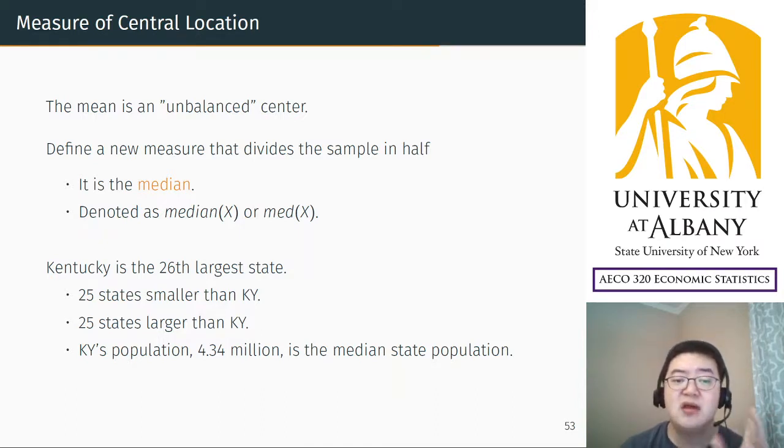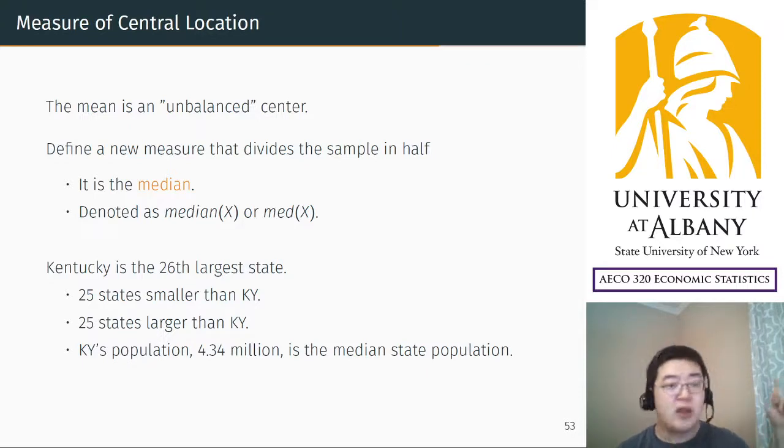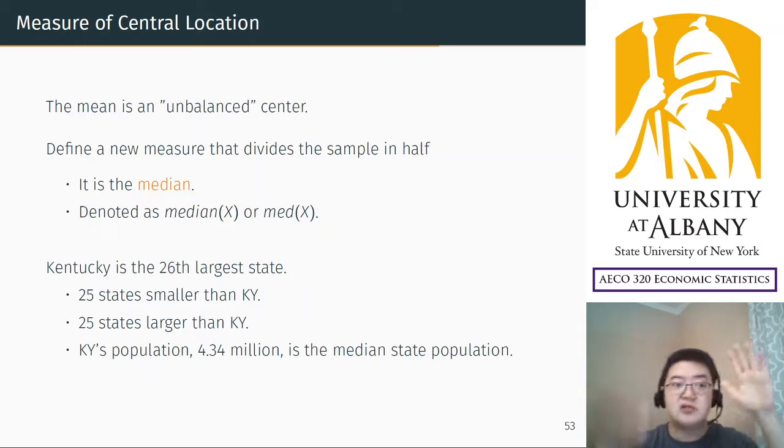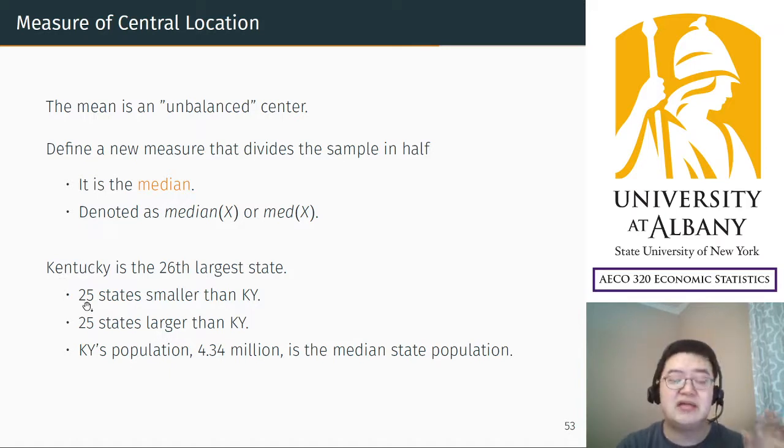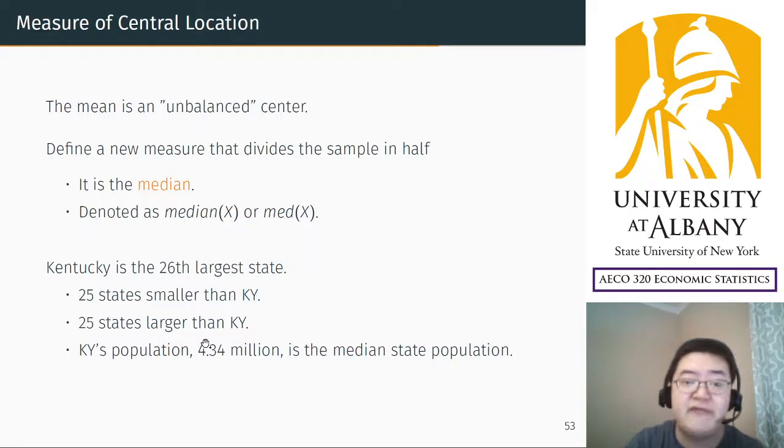The middle of 51 numbers is the 26th largest number. When you order the numbers from the smallest to the largest, the middle will be the 26th number. In our data, it's Kentucky. So Kentucky is exactly the middle state. That means 25 states are smaller than Kentucky and the other 25 states are larger than Kentucky. Very interesting, and simple. So Kentucky is the median. Of course, the median is a number. So Kentucky's population is the median, which is 4.34 million. That's the definition. It's that simple. When you have 51 numbers, you can simply count to find the median.